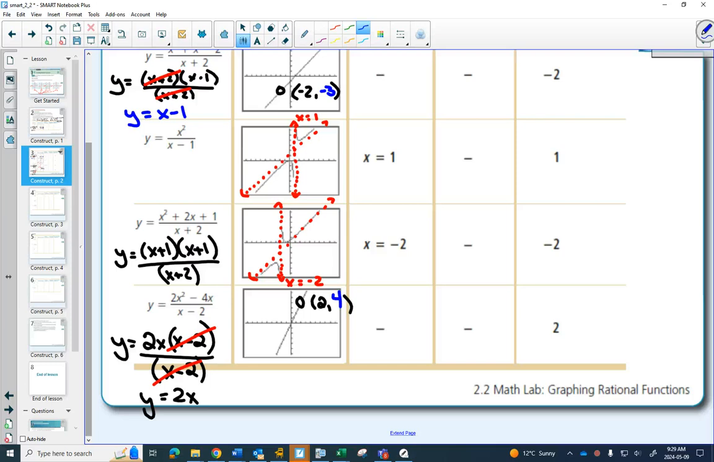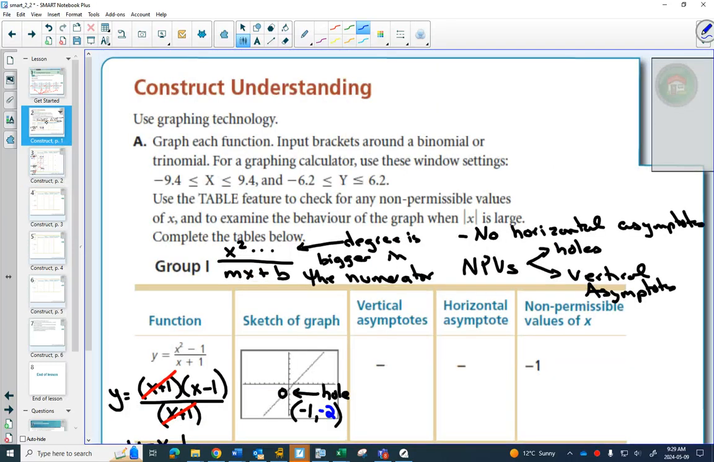This is group 1. Group one, we're looking at what happens when you have a parabola divided by a line. Okay? Characteristics. Okay, no horizontal asymptotes. We've got holes and vertical asymptotes. We also have the possibility of diagonal asymptotes or oblique asymptotes.